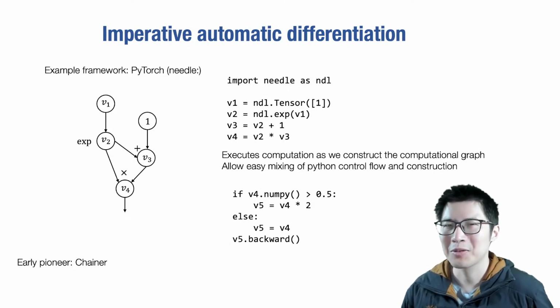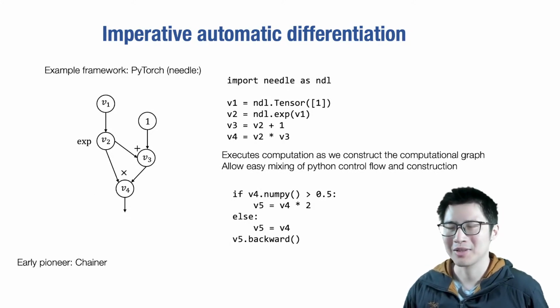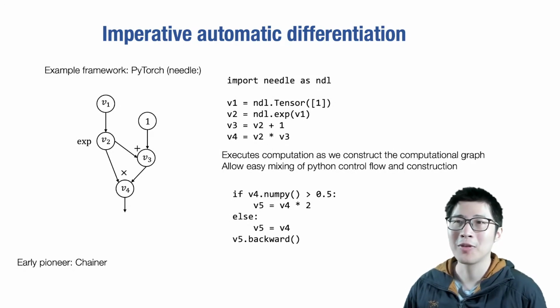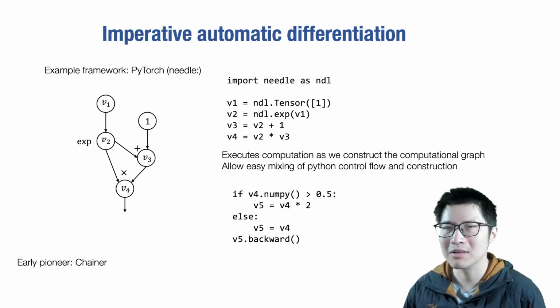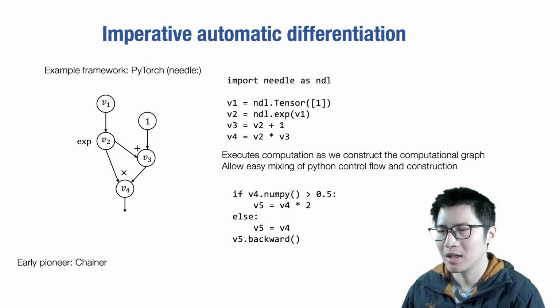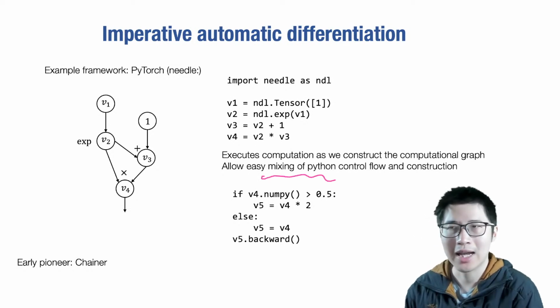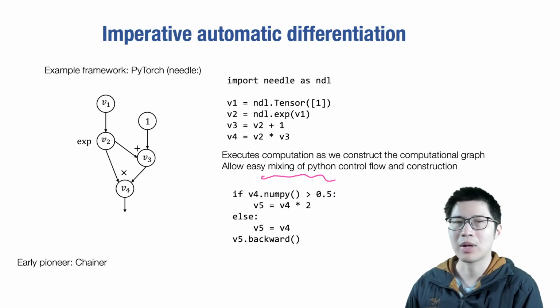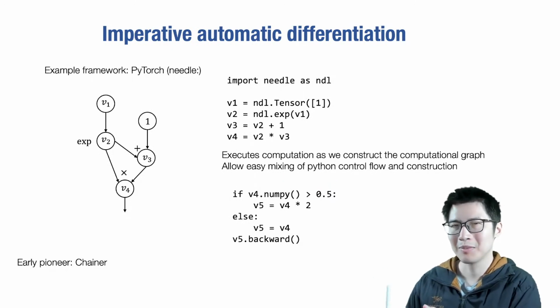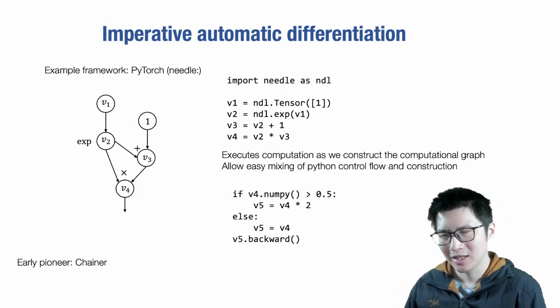However, why do people still want to use PyTorch's API? This is because it's much more friendly in certain cases, and it allows more organic mixing of Python, which is what we call the host language, as well as the underlying computational graph. If you like, you can view the computational graph as another programming language.